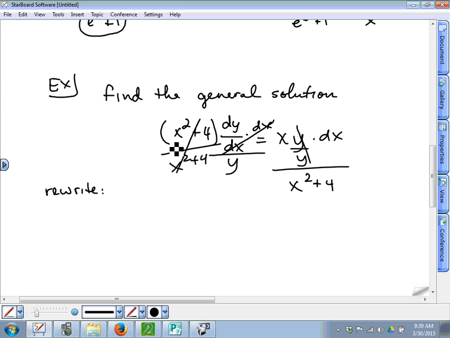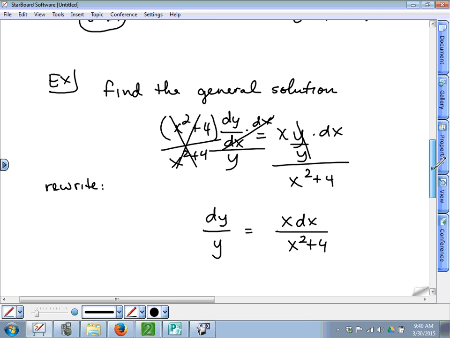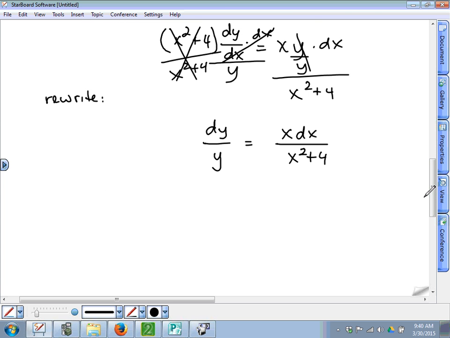I know it's kind of messy, but what are we going to end up with on the left side? Dy over y. And then over here, x dx over x squared plus 4. So that was just moving things to other sides of equations. That's just basic algebra. Now that we've separated variables, we can integrate.